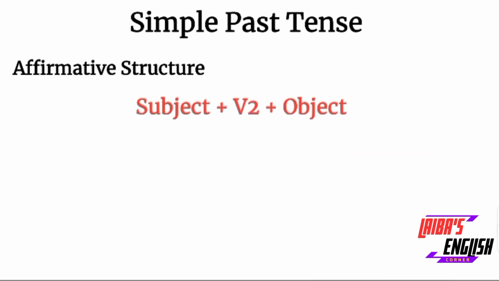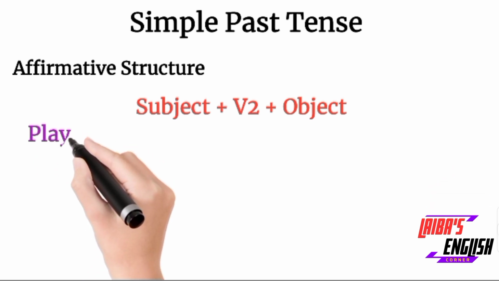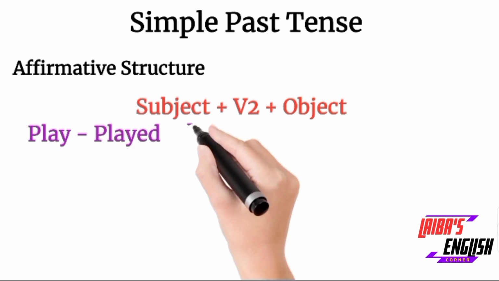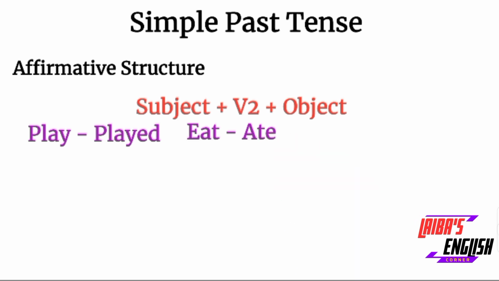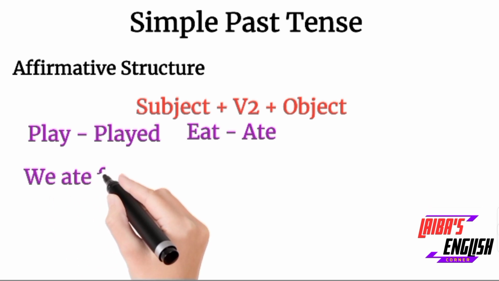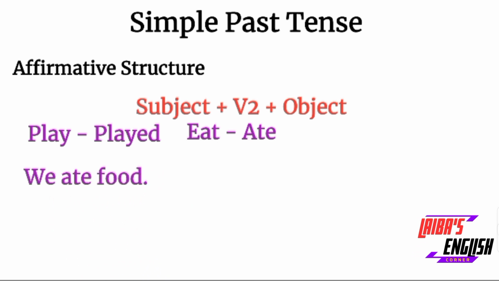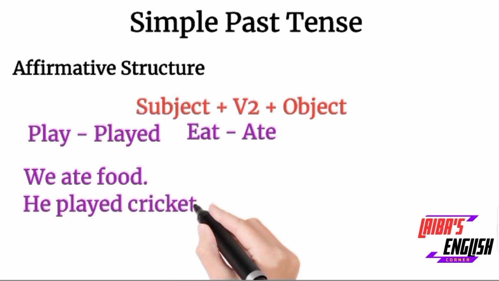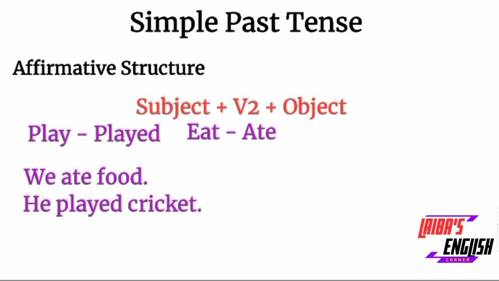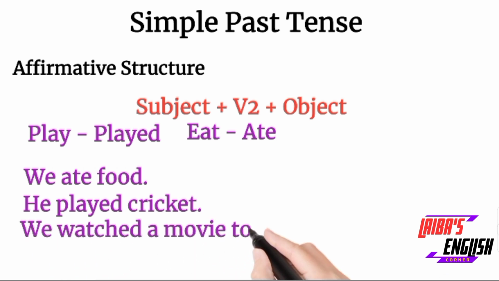Remember that we have to use the second form of the verb in the past tense because the things have already happened before. For example, play, second form is played. Similarly, eat, second form is ate. So we have to use these kinds of verbs in our sentences. We will have a look at examples to make our concept even clearer. For example, we ate food. As I already told you, eat second form is ate, so we will use ate with a subject and an object. Second example is he played cricket. Play second form played, so he played cricket.